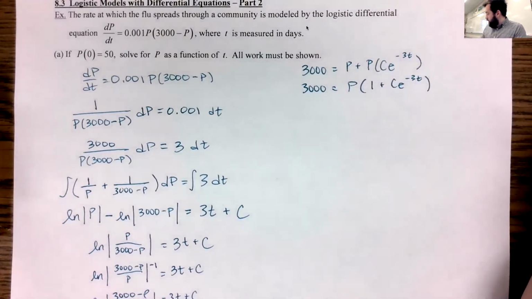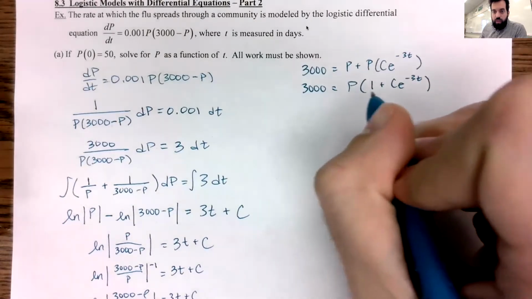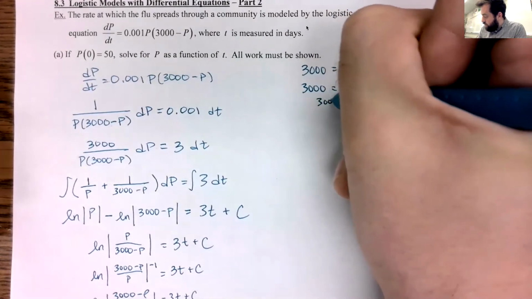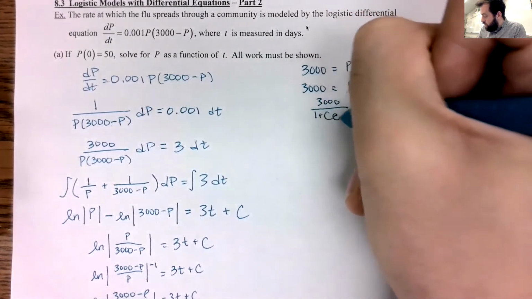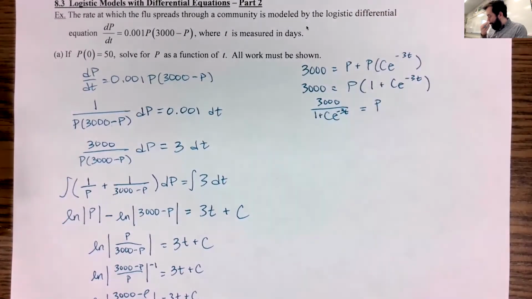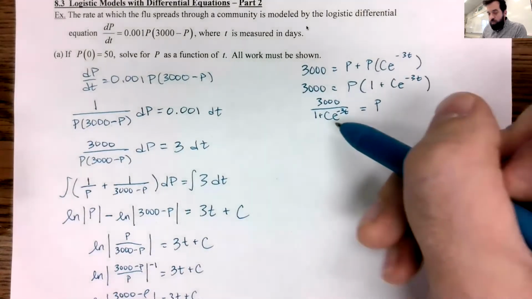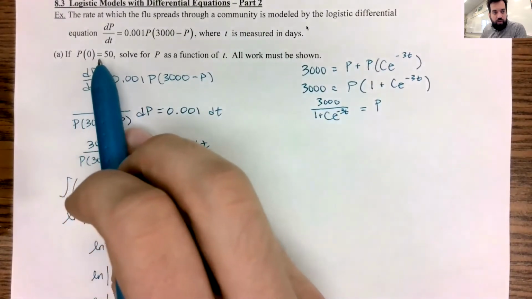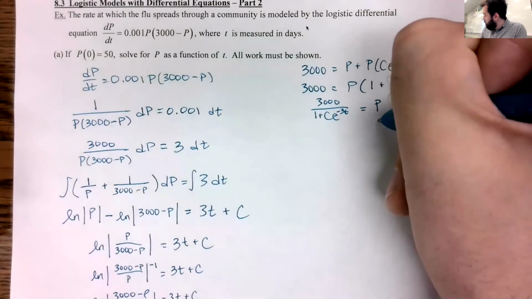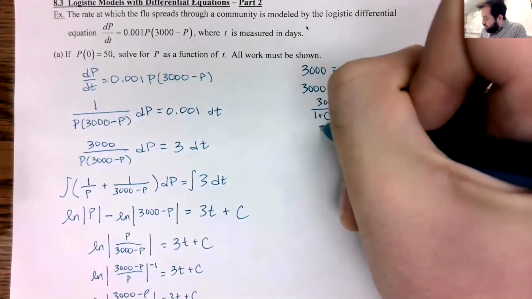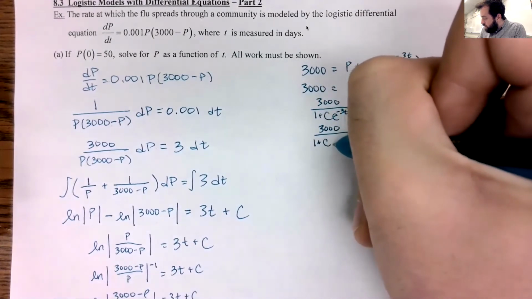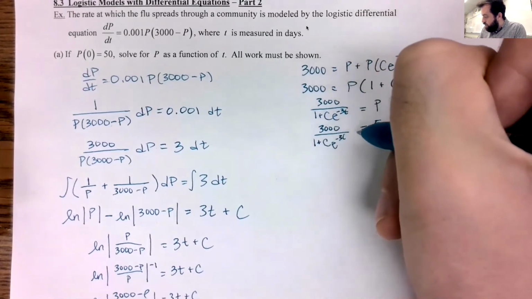And then we can divide by 1 plus ce to the -3t to solve for p. So we get p equals 3,000 over 1 plus ce to the -3t. Okay. So the next step is going to be to solve for this new constant that we have in here. We were given an initial condition, remember, when it said p of 0 equals 50. So we could say that 50 equals 3,000 over 1 plus c e to the -3 times what, 0?